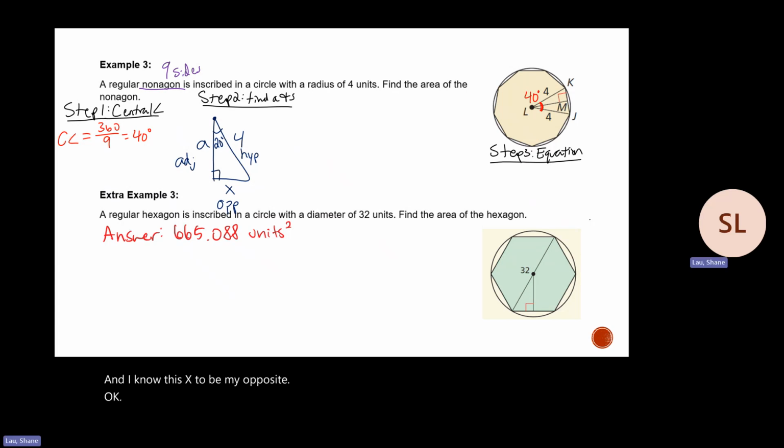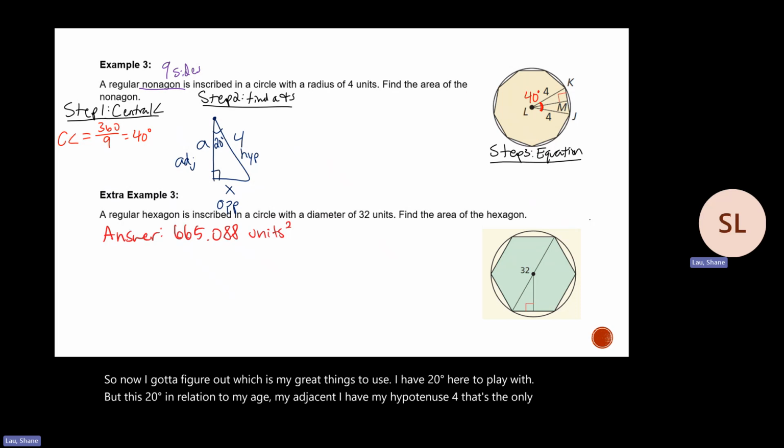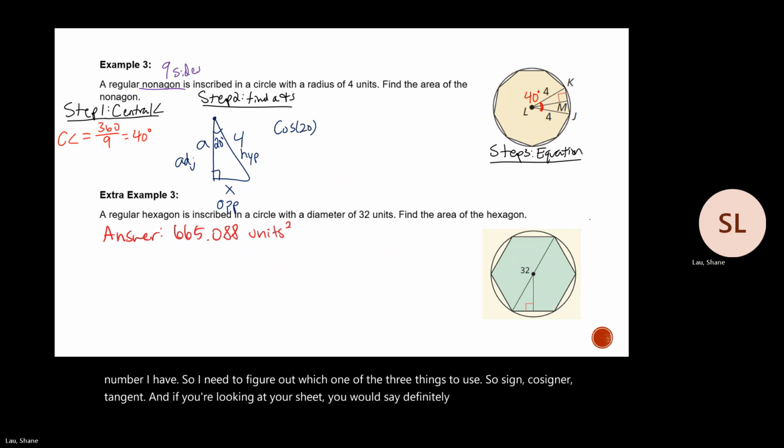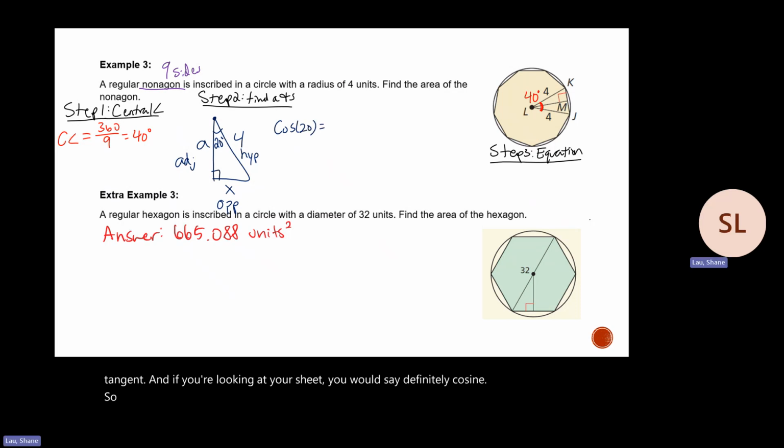Now I have to figure out which of my trig functions to use. I have 20 degrees here to play with, but this 20 degrees in relation to my A is my adjacent. I have my hypotenuse 4. That's the only other number I have. So I need to figure out which one of the three things to use: sine, cosine, or tangent. And if you're looking at your reference sheet, you would say definitely cosine. So we set it up: cosine 20 is equal to adjacent A over hypotenuse 4.